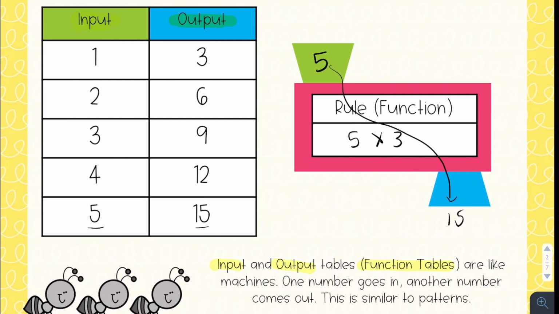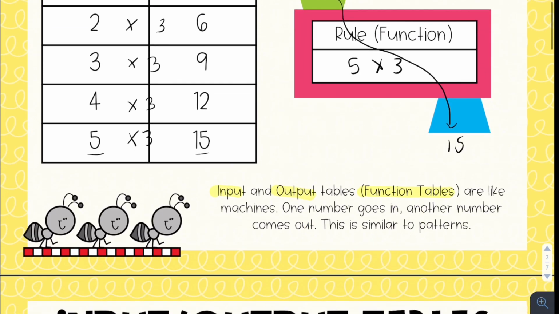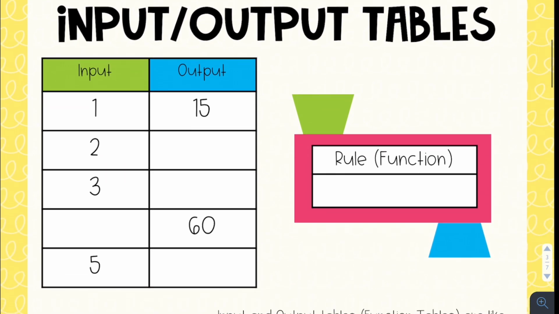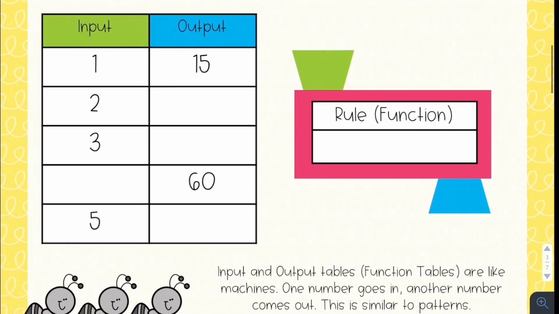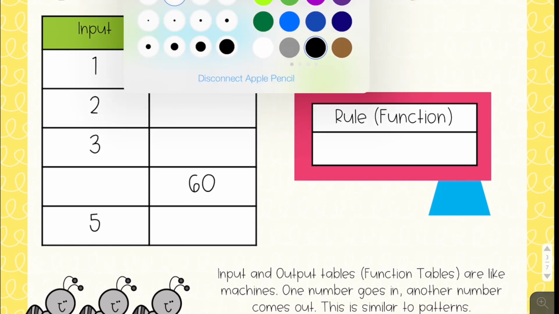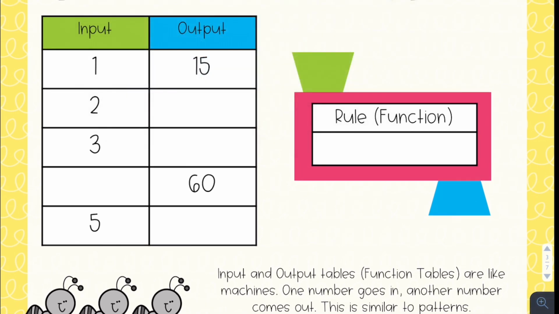Because all of my inputs and outputs are true with the function or the rule times 3, I know that the rule is multiply by 3. Now I want you to pause the video and try this input-output table on your own. Input a number, see what the machine gives you as an output, and try to figure out the rule.